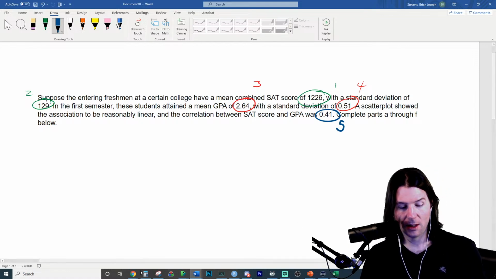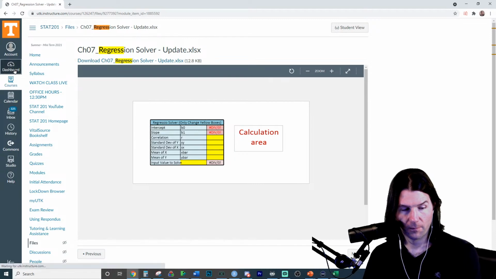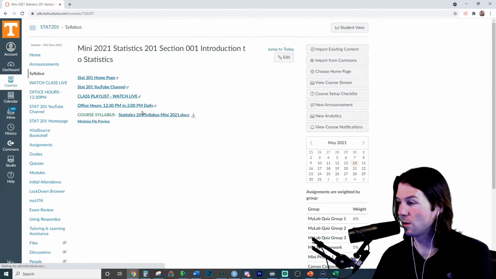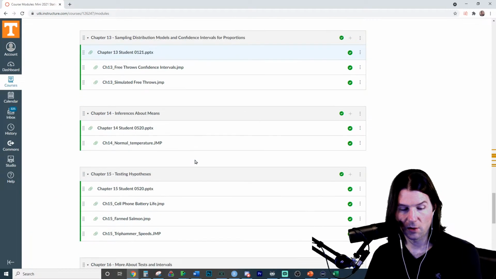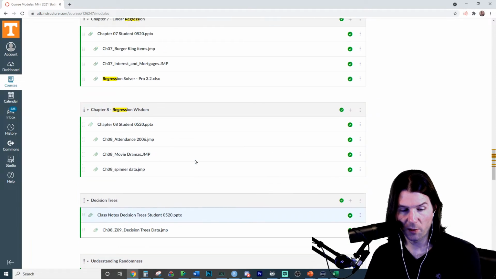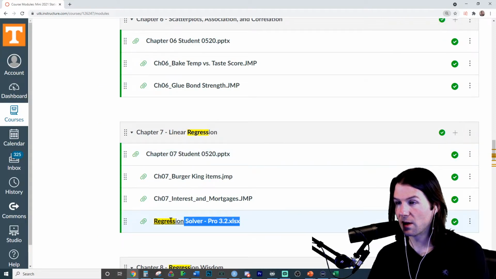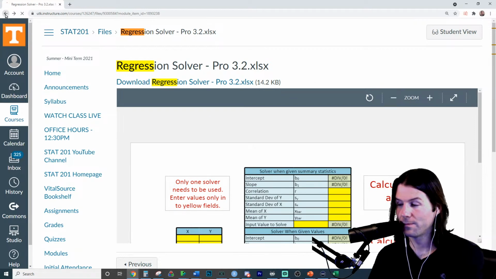So you should go to our course page, and go here to modules and scroll down, and you will see Regression Solver Pro. We're going to be using this. There's the Regression Solver Pro. I'm going to be using this here in a second. Make sure to go to this. It should pull it up. And here's the regression solver. Make sure to then download it and use it. It shows it here in the preview window.